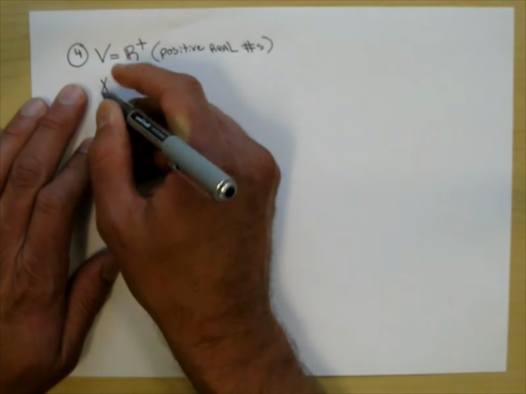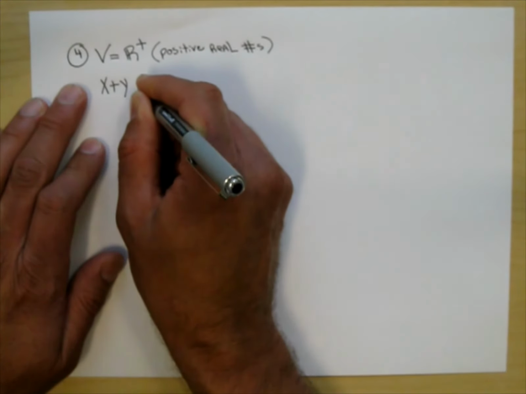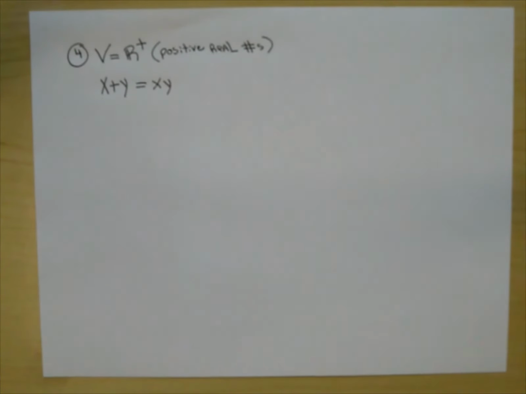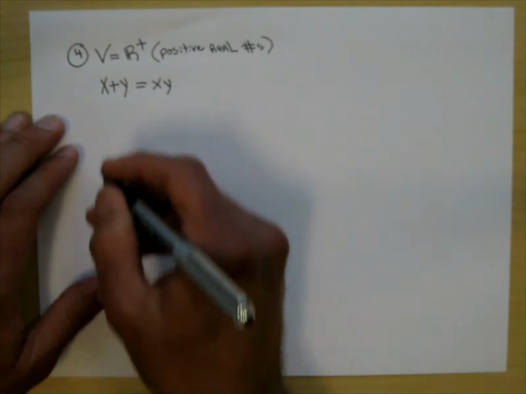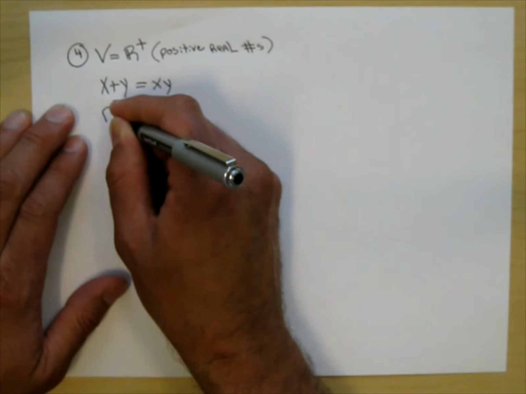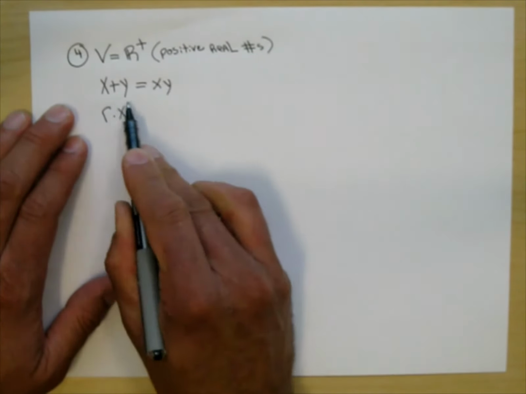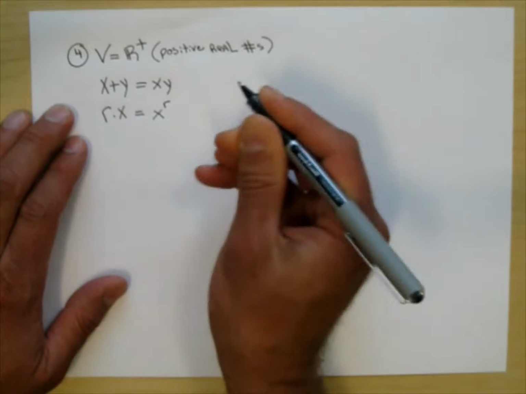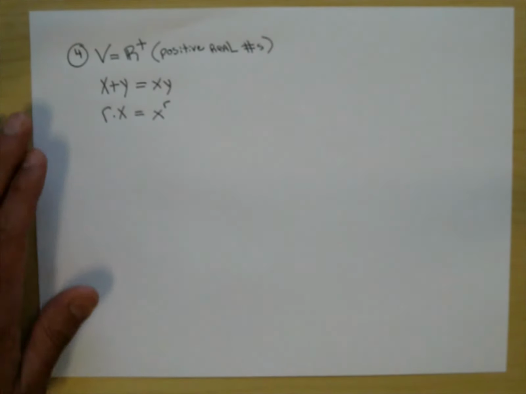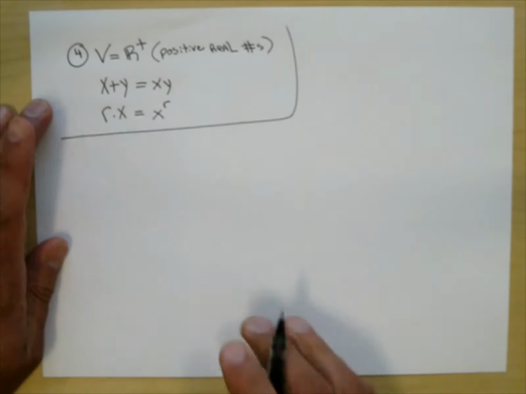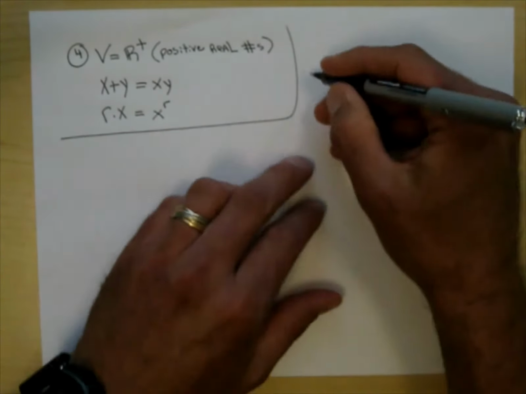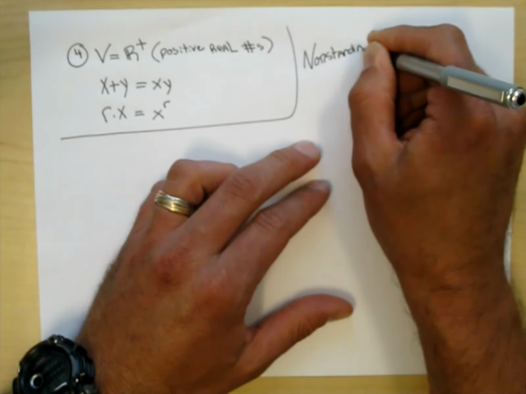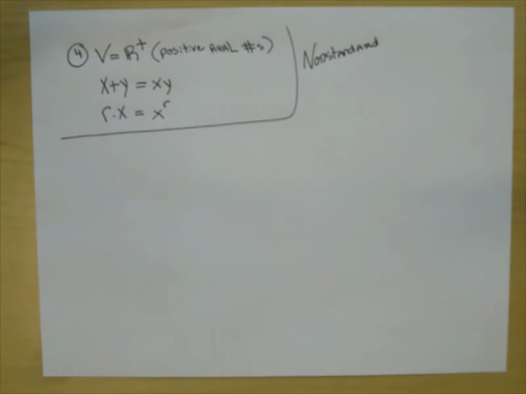Here's addition. X plus Y actually equals X times Y. I'd say that's pretty funky. And here is scalar multiplication. A scalar times one of your vectors, remember the vectors live in R plus, happens to be X to the R power. Okay, so this is so non-standard it almost hurts your brain. So I'll put this. This is non-standard. So let's see which axioms get broken.